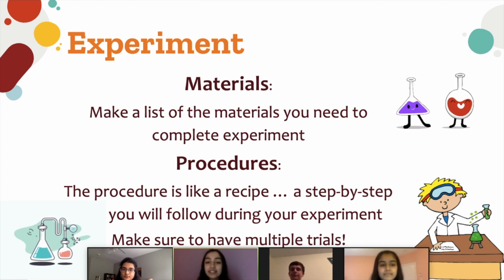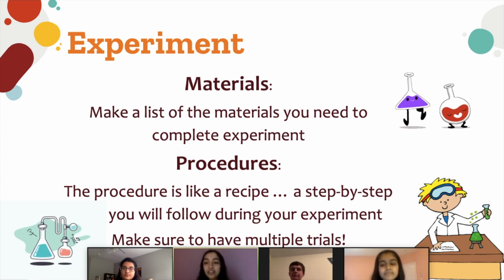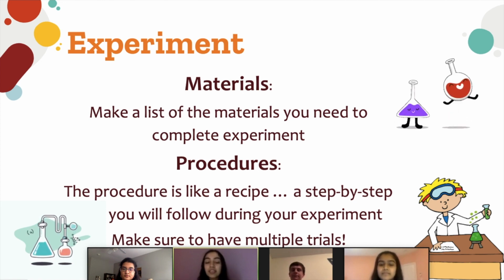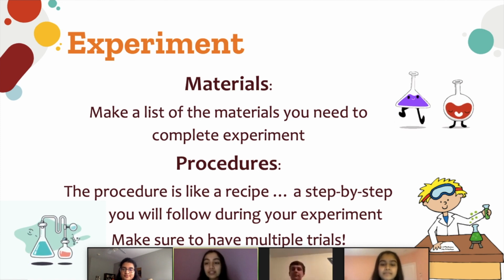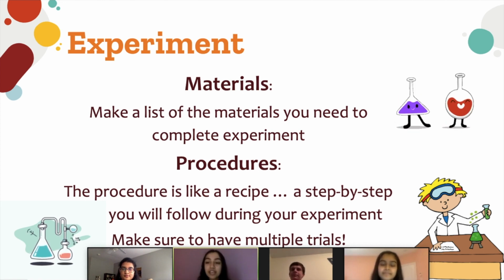If you have a list, then you know what part you're on and you don't miss anything in your experiment. Another reason is so that you can repeat your experiment later, or so that other people can also repeat your experiment. One of the most important parts of the procedures is to have multiple trials. If you have multiple trials, then that's how you know your data is reliable. Because if you can do the same thing multiple times and come up with the same data, then you know it's true.